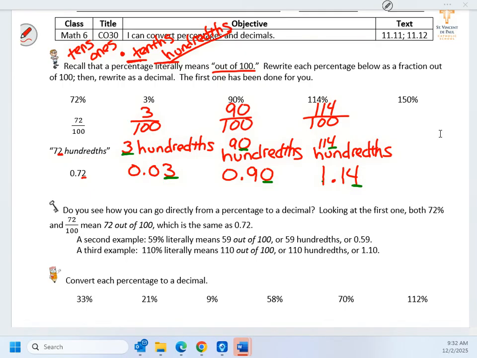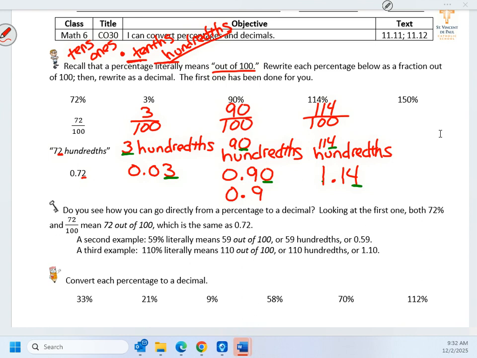90 hundredths is the same value as 9 tenths. So I accept either answer. So you could write 90 hundredths or you could write 9 tenths. It's the same value, so you would get credit for either of those. Good question.